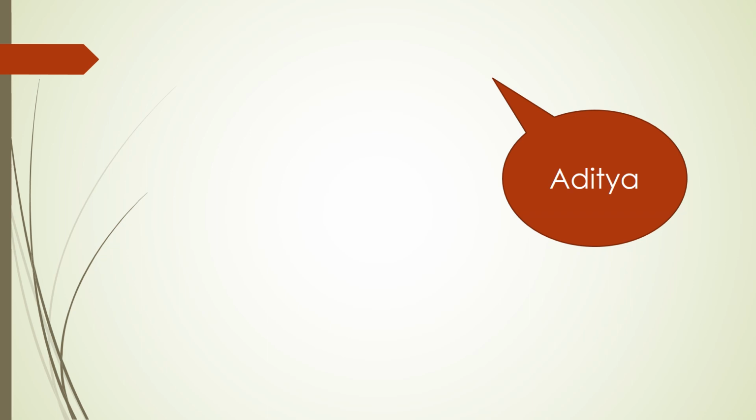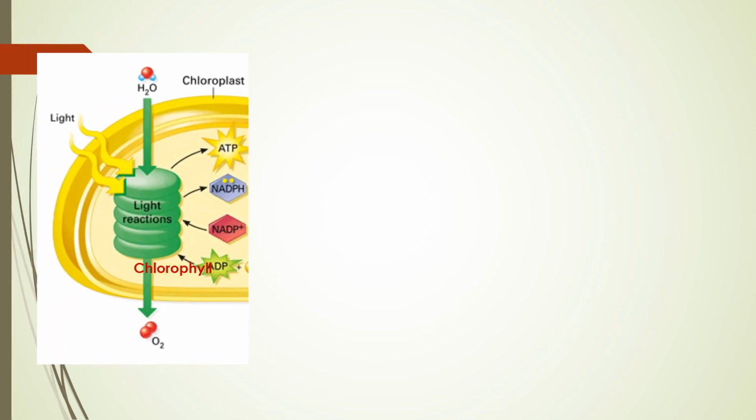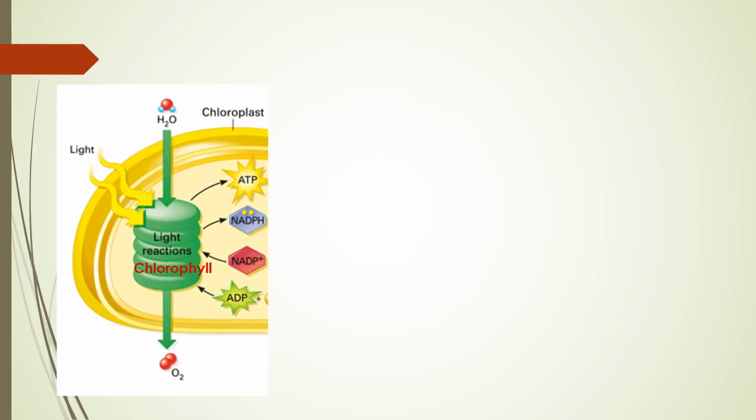Aditya's question again. What is the role of NADP in dark reaction? So actually it is the role of the NADPH when it is formed. Already I discussed a bit. Chlorophyll is present in this green colored granum. Each disc is a thylakoid. This is a part of the light reaction where we are getting ATP and NADPH formed. Where from? ATP and NADP.